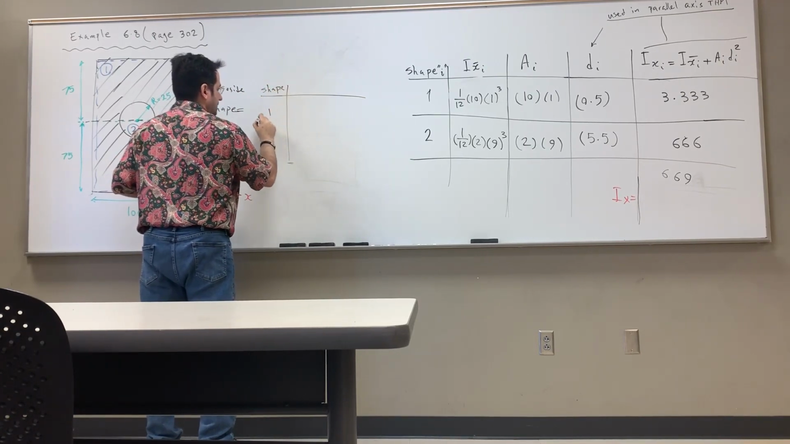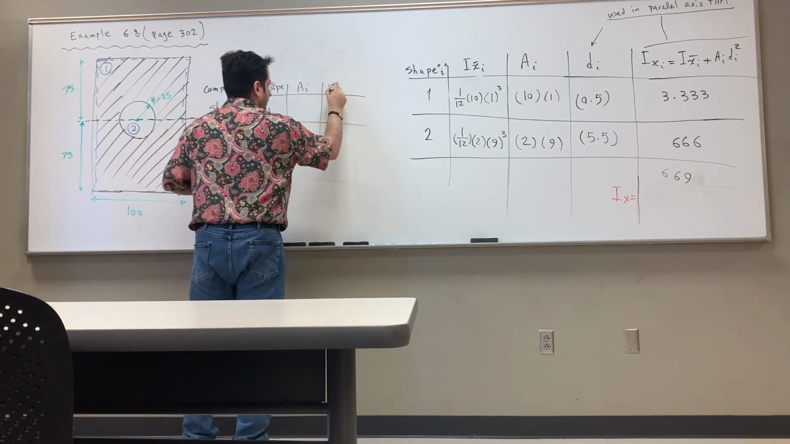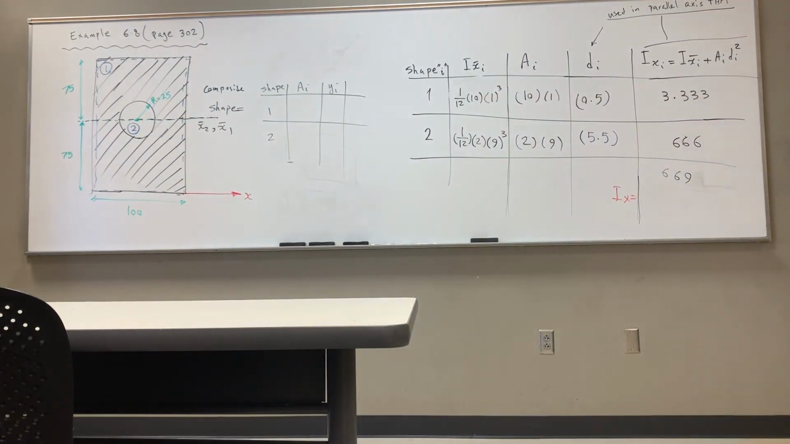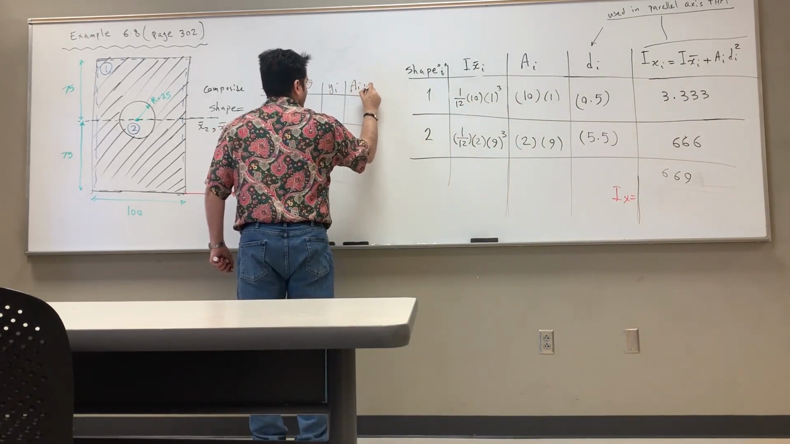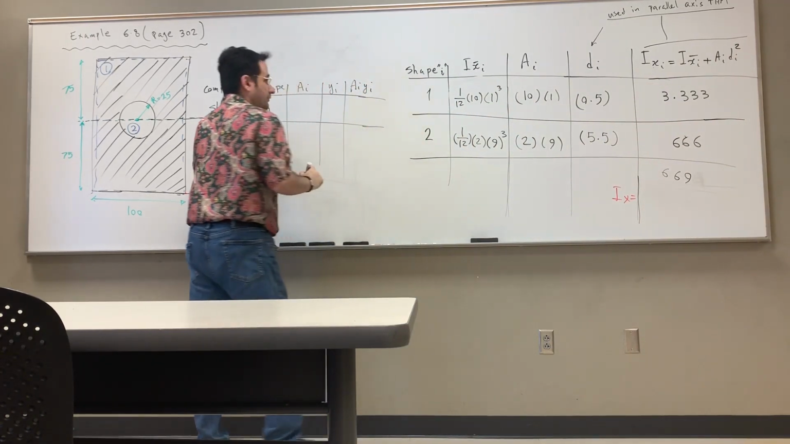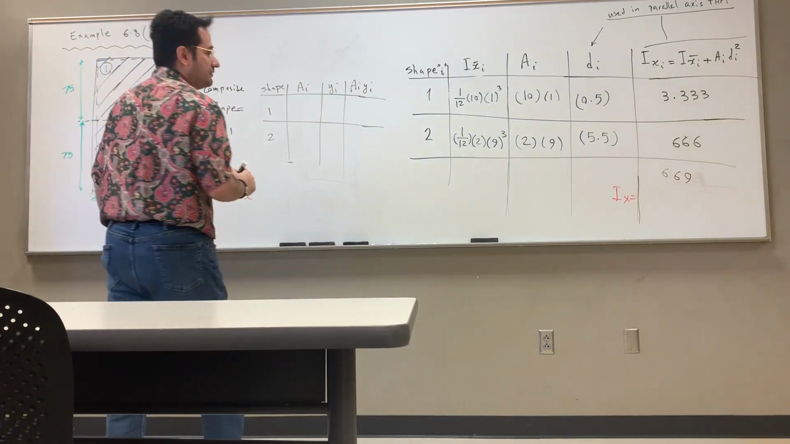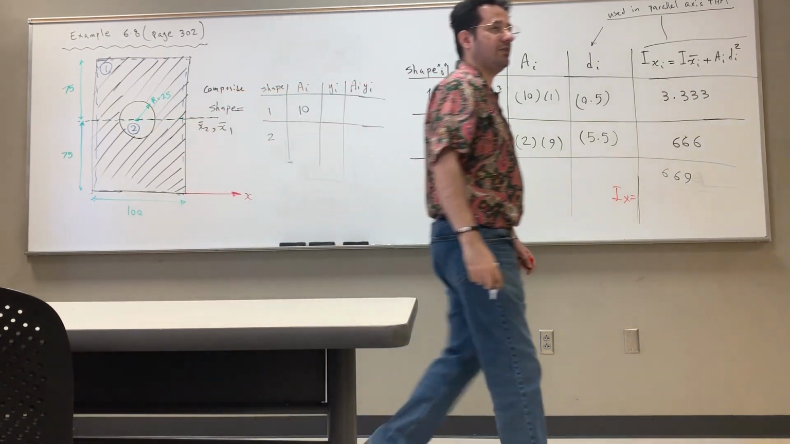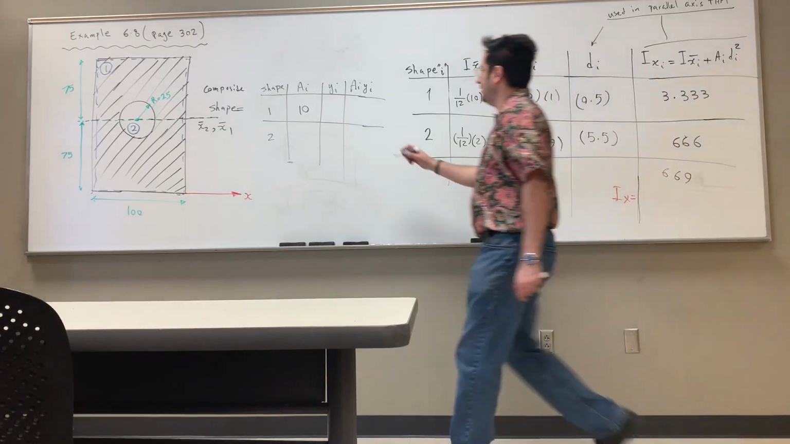So you have shape 1, 2, AI, YI. This is what I need to compute, YY. So I need AI, YI, and then AI times YI. So for shape 1, area 1 is 10 times 1 is 10. And Y1, what's the Y location of the centroid of shape 1? 0.5. Thank you.